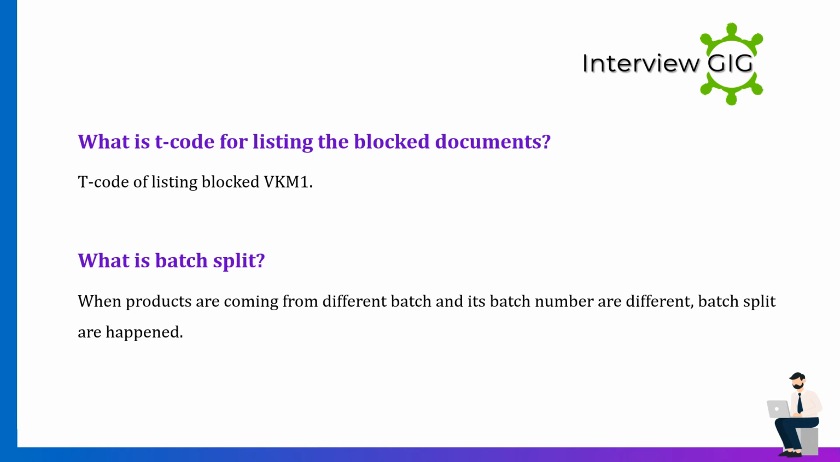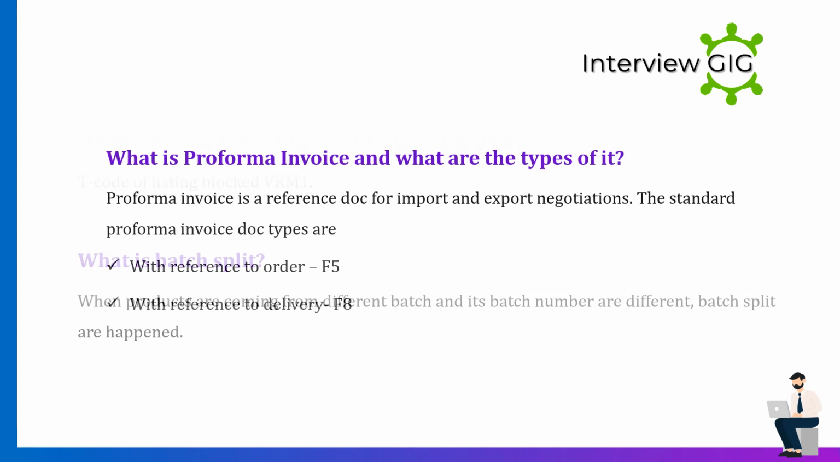What is the T-code for listing the blocked documents? T-code for listing blocks is VKM1. What is batch split? When products are coming from different batches and their batch numbers are different, batch split happens.